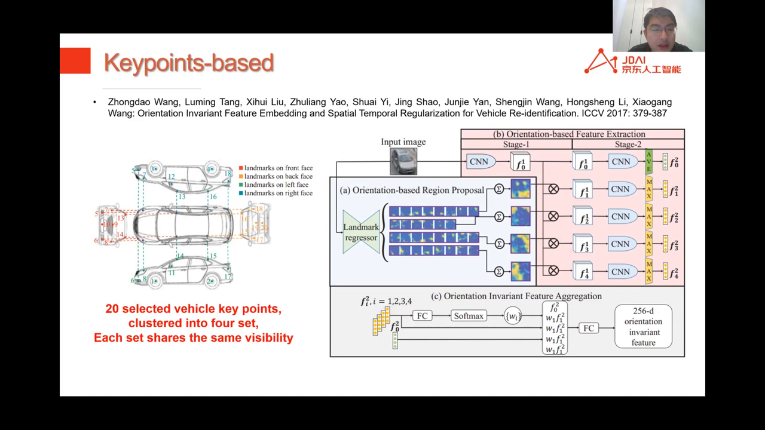The proposed framework includes the orientation-based region proposal module, the orientation-based feature extraction module, and the orientation invariant feature aggregation module. Firstly, vehicle images are fed into the region proposal module, which produces the response map of 20 vehicle key points. The key points are then clustered into four orientation-based region proposal masks. Afterwards, the original image together with the four region proposal masks are utilized by the feature learning module to obtain one global feature vector and four region feature vectors. Finally, the features are fused by the aggregation module that outputs an orientation invariant feature vector.